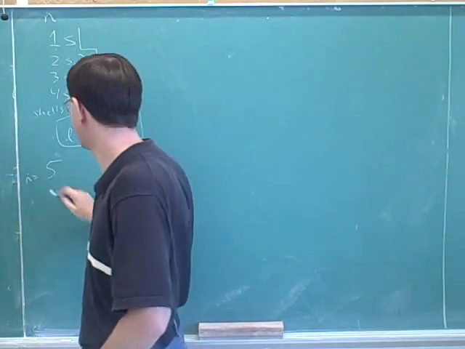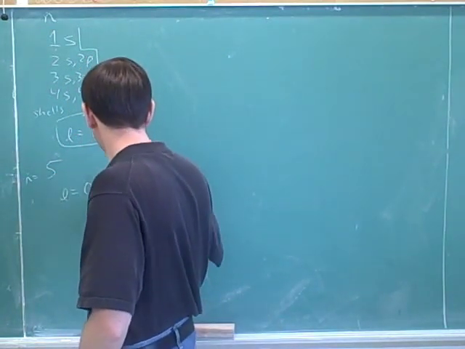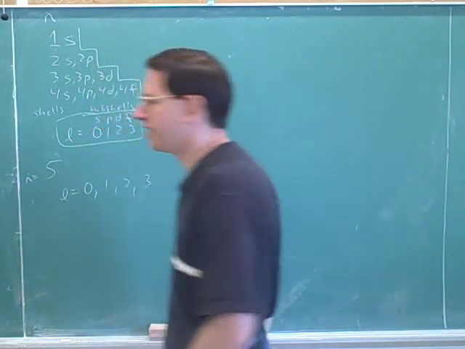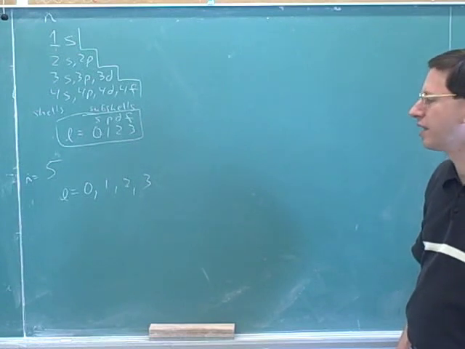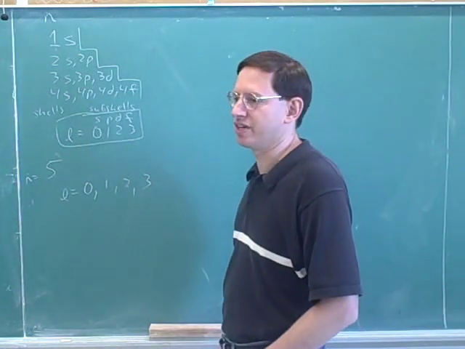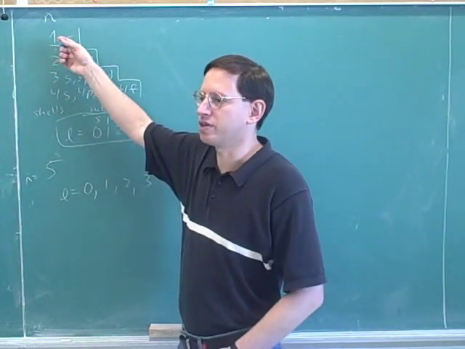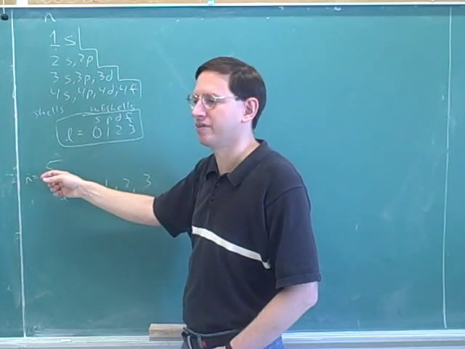0, 1, 2, 3. I guess there could be 4. L equals 4, you mean? Yeah. Now remember that whatever shell you're in, that's how many subshells you have. The first shell has 1 subshell. The second shell has 2 subshells. So how many subshells should this have?